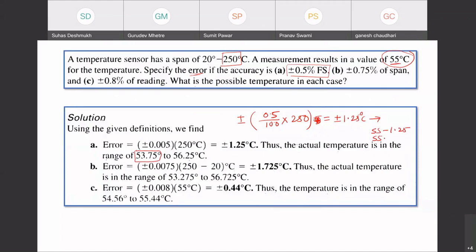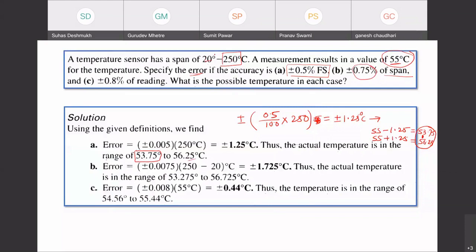55 minus 5 comes to 53.75, and here it is 56.25 or something. So my accurate reading will be within this range, but this is a way you can represent a full scale reading. If I say 0.75% of its span, what does that mean? I have 250 degrees here and 0 degrees here; this is nothing but the span.